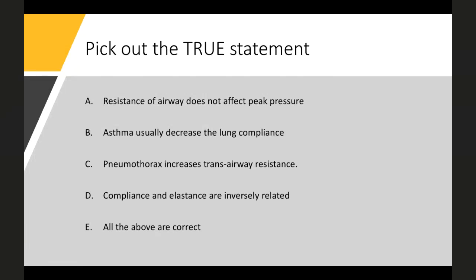Yeah, but there is a general tendency among residents or students to go for all of the above or none of the above, because they still have the hangover of their entrance exam days. So, does resistance of airway not affect peak pressure? No, when the airway resistance goes up, peak pressure also goes up. A typical example is bronchial asthma or COPD exacerbation. Does asthma usually decrease lung compliance? No, it is more to do with the tracheobronchial tree and the trans-airway pressure. Does pneumothorax increase the trans-airway resistance? No, actually, in unilateral pneumothorax one lung is gone, so there is no scope for expansion. So the compliance is lost, not the tracheobronchial tree airway resistance.